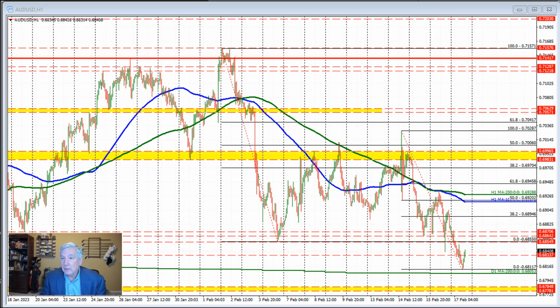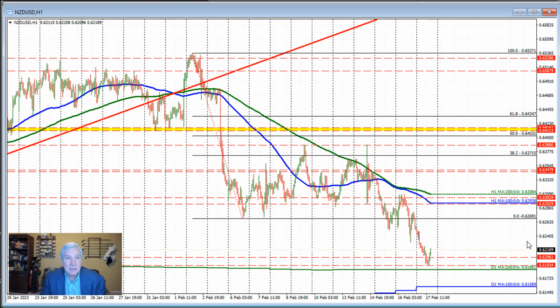Finally, take a look at the New Zealand versus US dollar, and it seems like a mirror of the Aussie versus US dollar in that the price came down and got very close to the 200-day moving average. That 200-day moving average comes in at 0.6186. And the low price got down to 0.6193, so it got within 7 pips of that before rotating back to the upside, similar to what we saw in the Aussie versus US dollar.